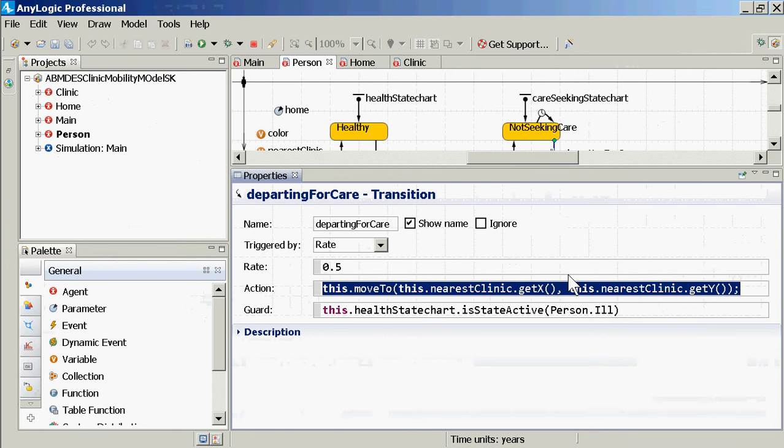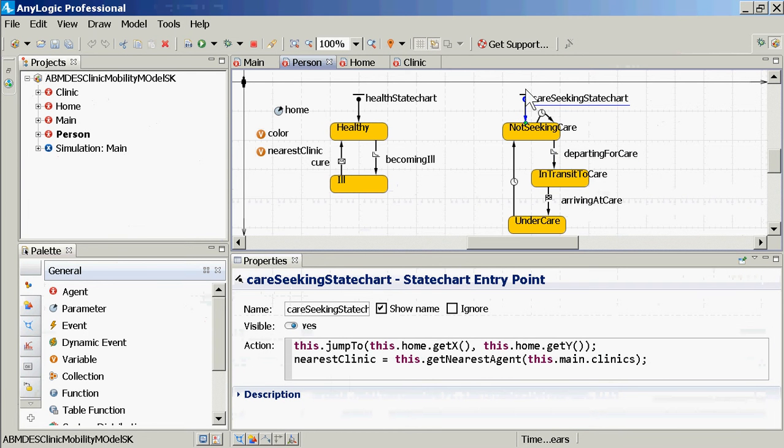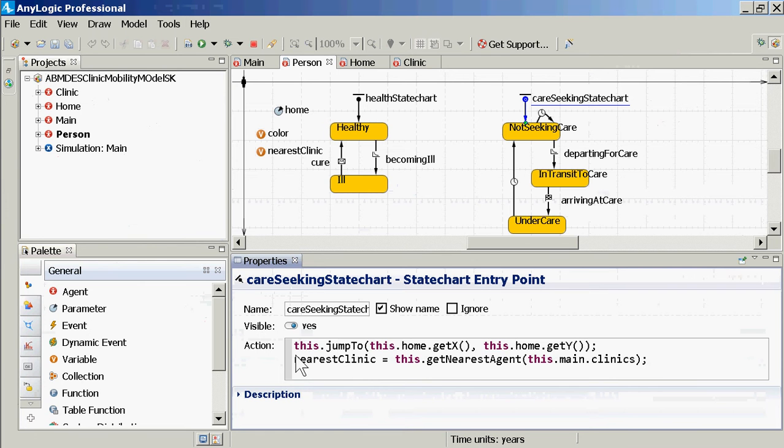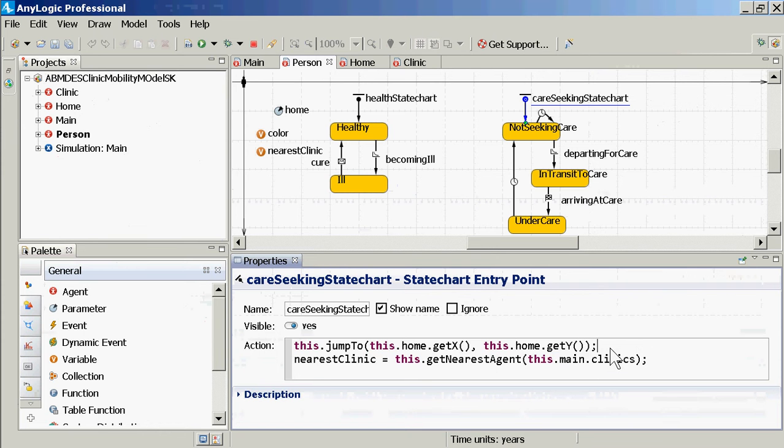Now, how was that nearest clinic determined? It was determined up here when they came into the state chart. We determined their nearest clinic, saved in this variable. Furthermore, as they entered the state, we jumped them to their home location. So initially they'd start in their home.